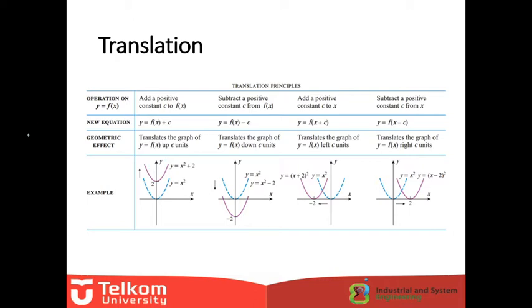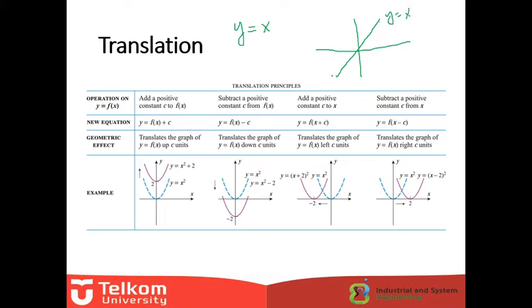So for example, if we have y equal x, we can draw this graph. The graph should be like this: when x is 0, then y is 0, and when x is 1, y is 1, 2 will be 2, and minus 1, and others. So it should be like this. So this is the graph of y equal x.